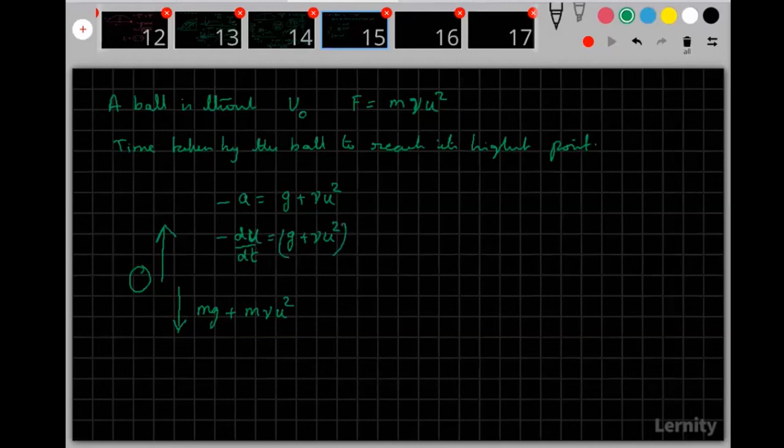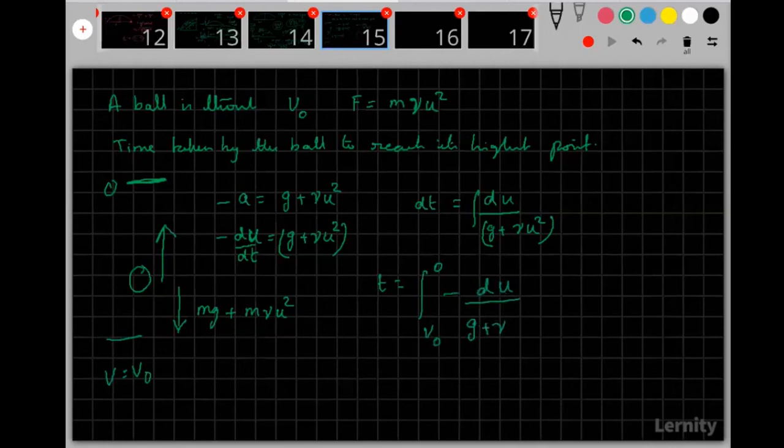So from here I can say that dt is equal to du by g plus gamma u square. Initially v is equal to v0, and at the maximum height it is 0. So I can say t is equal to the integral from v0 to 0 of minus du by g plus gamma u square. Now you can integrate this and get me the value.